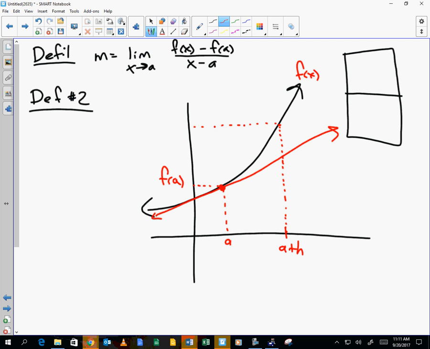All right, what's the y value? Who can tell me the distance between A and A plus H? It is H.